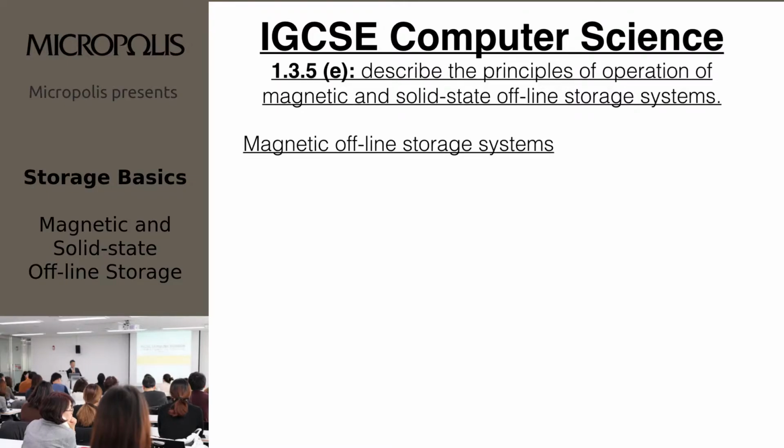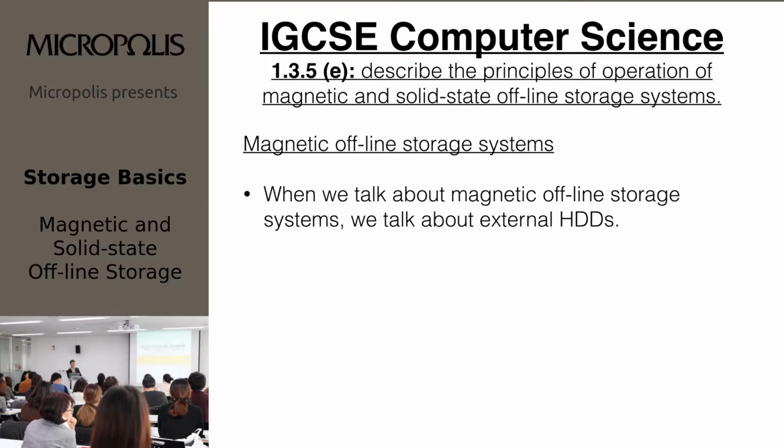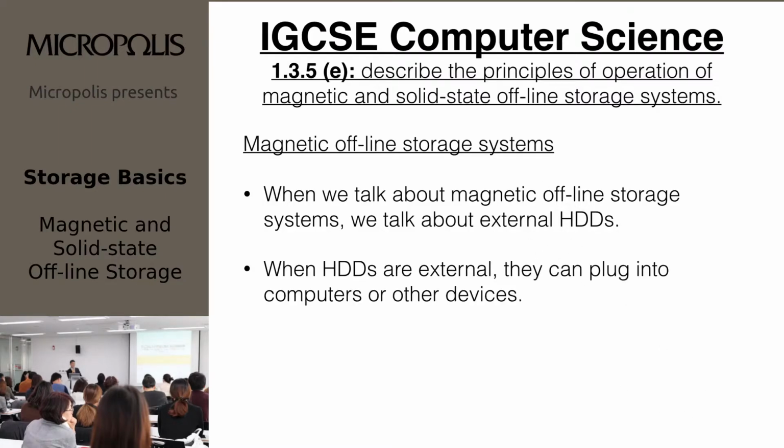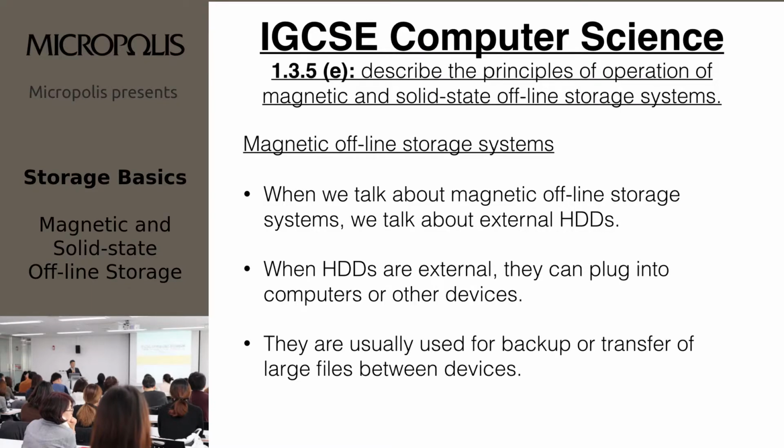Now, we know the principles of operation of magnetic secondary storage, platters, stuff like that. So we don't really need to look at that. We just need to think about the external hard disk drives. So when hard disk drives are external, they can plug into computers or other devices. When we were looking at secondary storage, we were looking at the storage on a device, like, say, a laptop. When we're talking about external hard drives, we talk about ones that plug in. And they're usually used for backup or transfer of large files between devices.